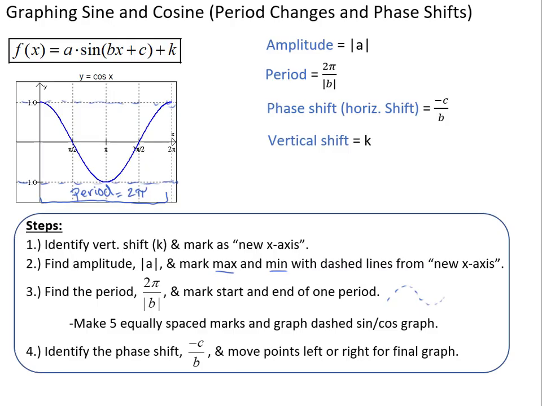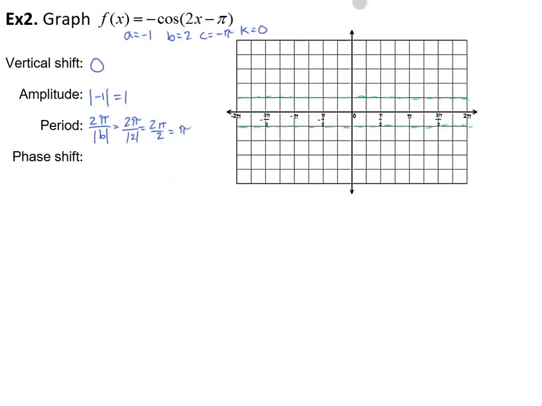So from our steps in the previous slide, if you want to remember, once we find the period, we're going to mark the beginning and end of one period. So we're going to go from 0 to pi. That's the beginning and end of one period. And we need 5 equally spaced points. So what we would do is go halfway, put a marking, and halfway between each of those. And these are the 5 different stages of our cosine wave, right? Which starts on the cliff, heads to the sand, etc.